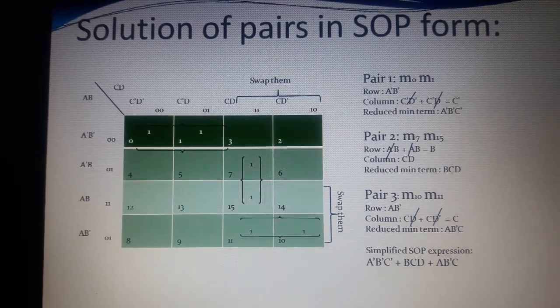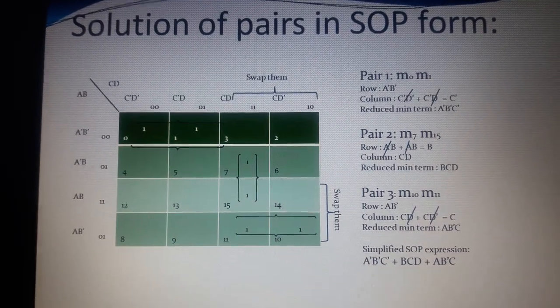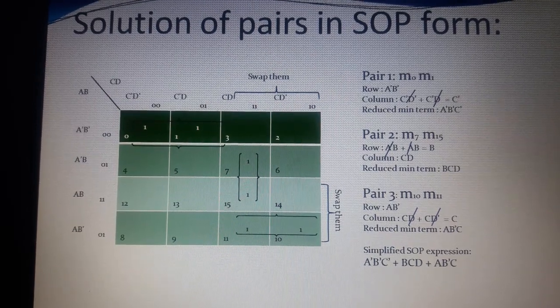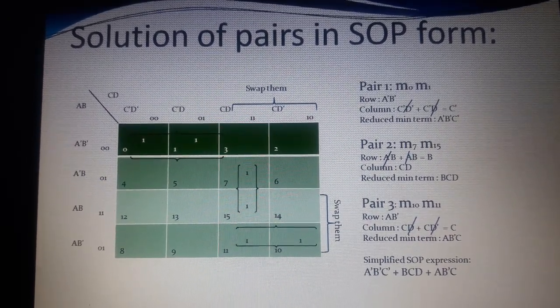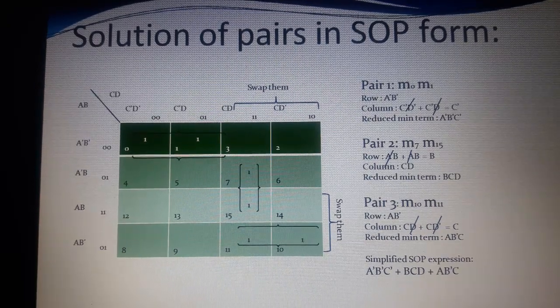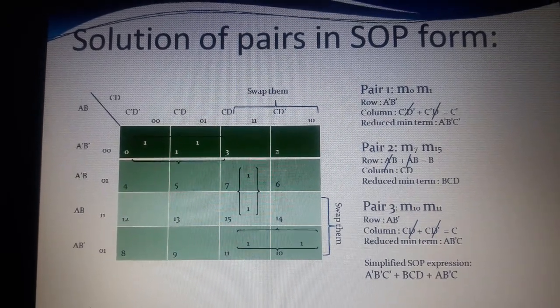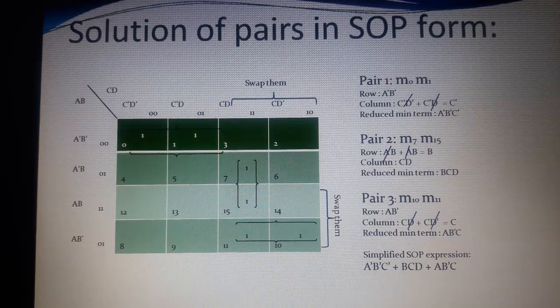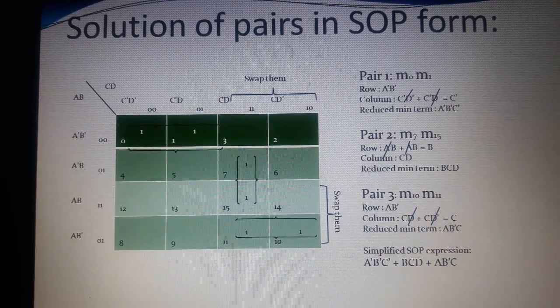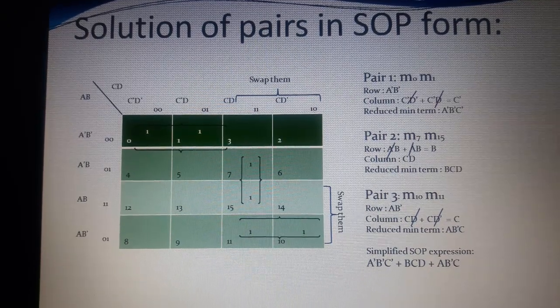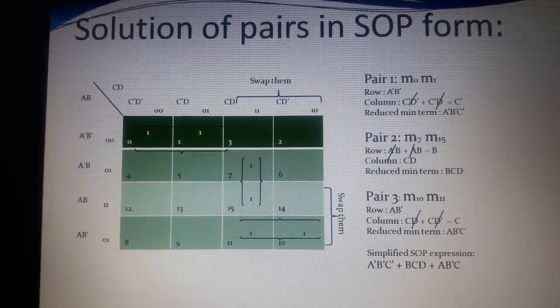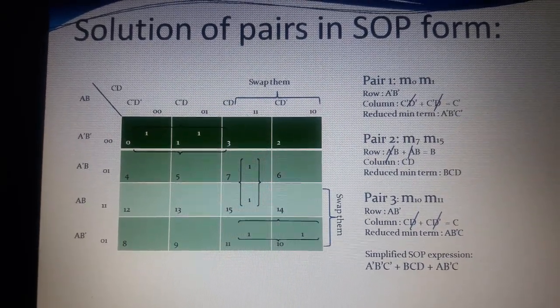If we are dealing with POS, then we have to mention zeros, and if we are dealing with SOP, then we have to mention 1. Now I am dealing with SOP, that's why every pair is a combination of ones. If we are dealing with POS, then we have a combination of zeros. Now we are dealing with the K-map of an SOP expression, where we are having 3 pairs.